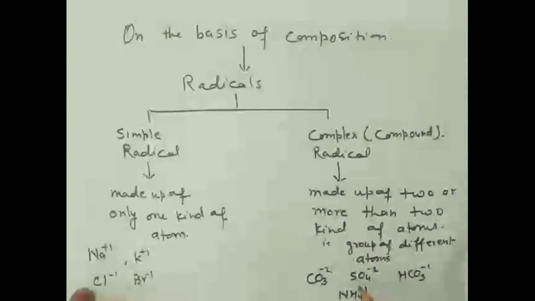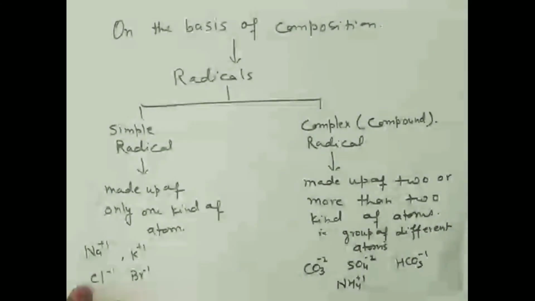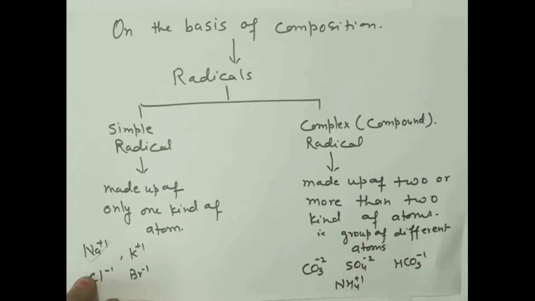But when a radical is made up of a group of different atoms, and they carry charge and act as a single unit, then it is called a complex radical. For example, carbonate, CO3. It is made up of 1 atom of carbon and 3 atoms of oxygen, and it carries a -2 charge. So it is a radical, and complex because it is made up of different kinds of atoms.